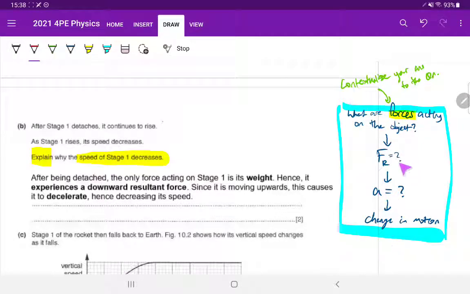It's the same chain. They give you the forces, so what's the resultant force, so what's the acceleration, so what's the change. Okay, so this is the key flow here, which I'm going to walk you through the answer to show you how this works.